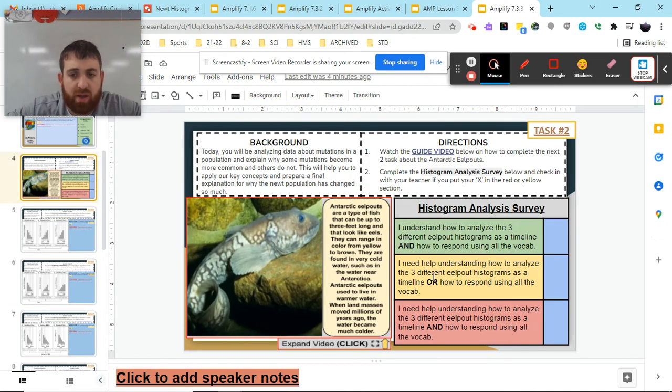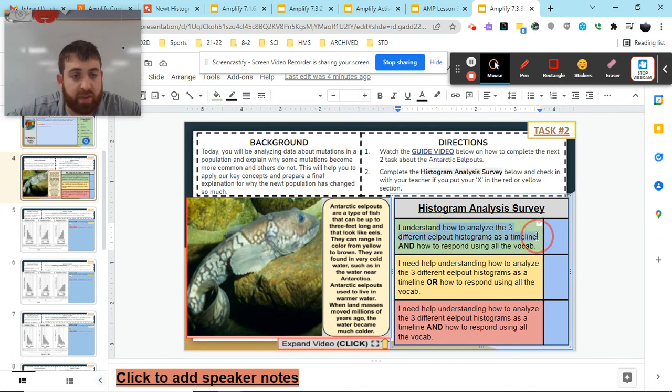So ask yourself, do we understand how to analyze the 3 different eelpout histograms as a timeline? Do we understand how to respond to the question using the vocab? Go ahead and put your X where you feel you fall and reach out if you need help. Good luck.